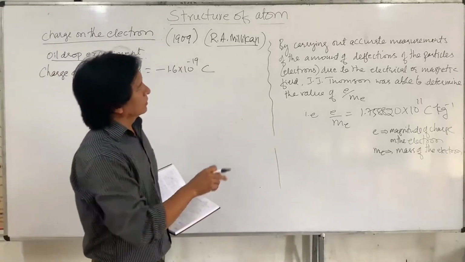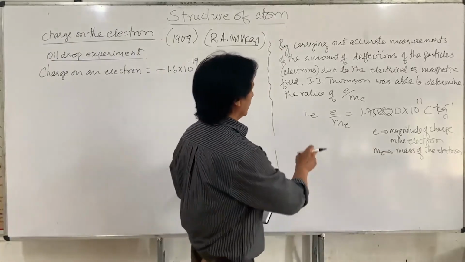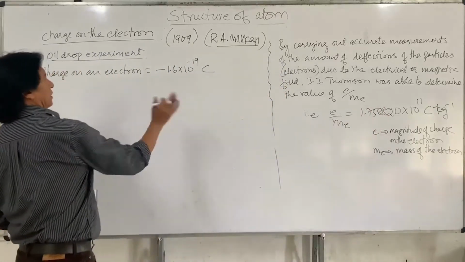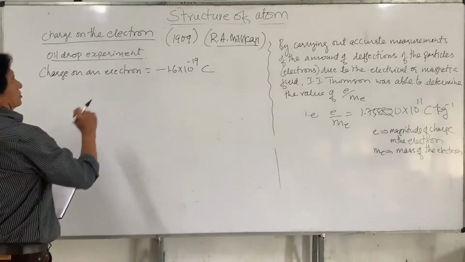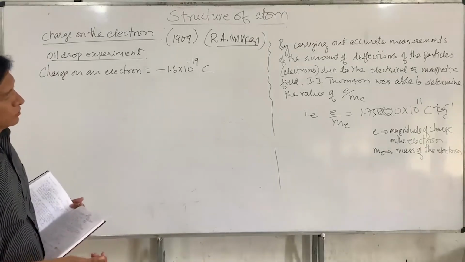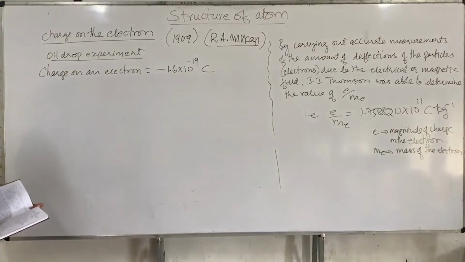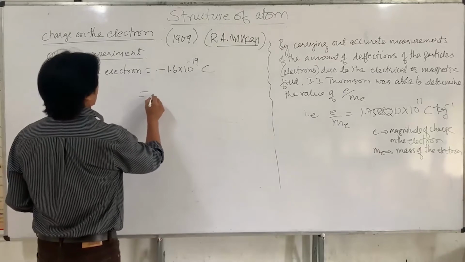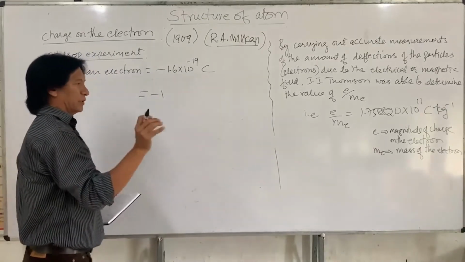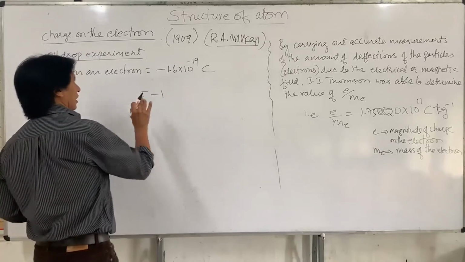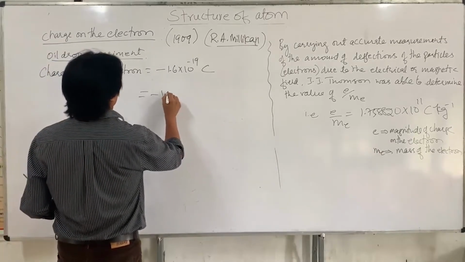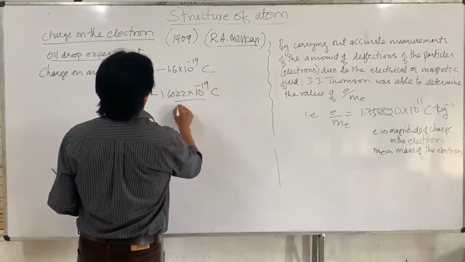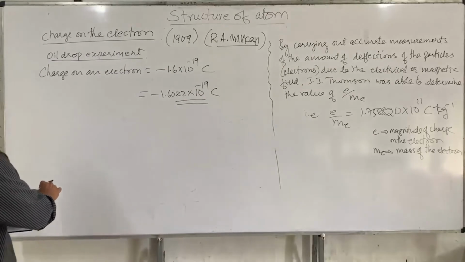Then J.J. Thomson had found the ratio of charge to mass of an electron. You already have this result here. By combining these results, they found the mass of an electron. In fact, today the accepted value of the charge on an electron is minus 1.6022 into 10 raised to the power negative 19 coulombs, to be more precise. This is the accepted value, if I'm not wrong.